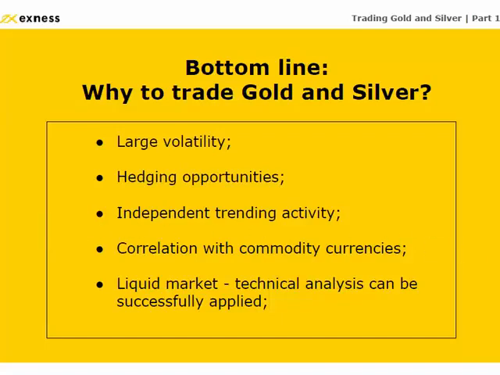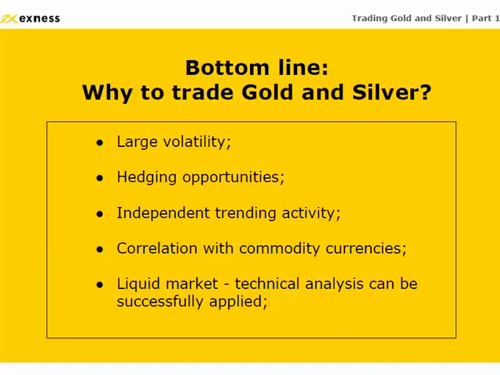An important feature is that gold and silver have independent trending activity, which is not related to currency markets. It acts like a separate currency, which you can add to your list, and this is a really useful feature of gold. If you see nothing interesting on currency markets, you can still go to the gold chart or silver chart and find interesting trading setups there.